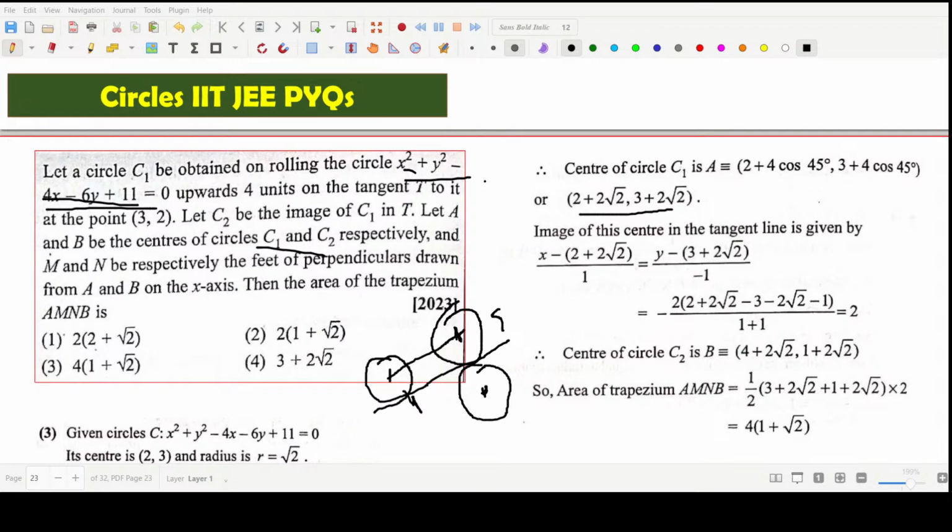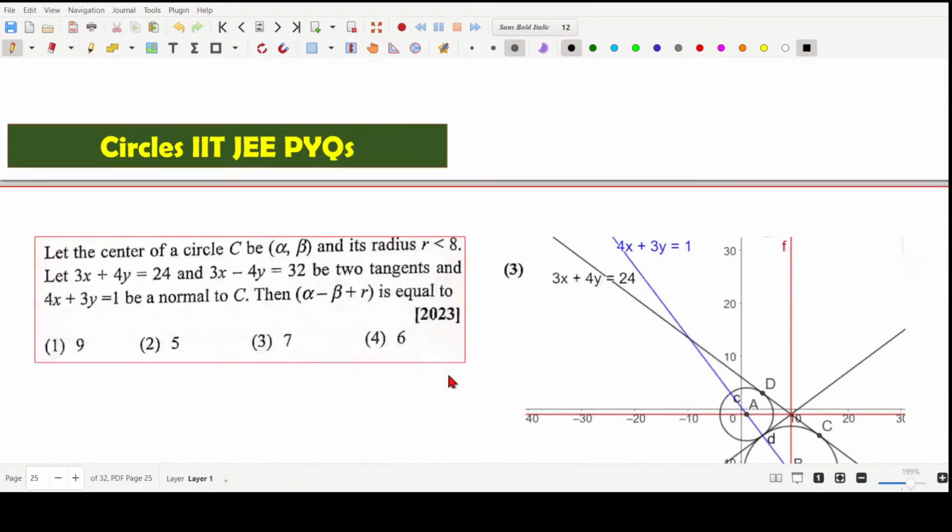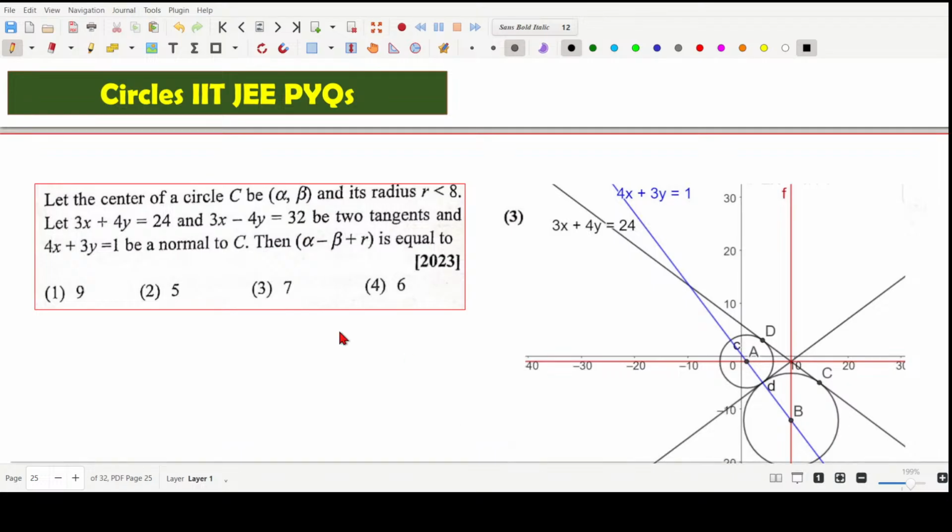Sir, even I finished. Done, ma, both of you? Very good. Okay, good. See here, what is it saying? Let the center of a circle be alpha beta. There is a circle and 3x plus 4y, this and this are two tangents to the circle, okay? And this one is a normal, okay, ma? There are two tangents and there is a normal, right? Agreed. Now, what exactly happens to this one?